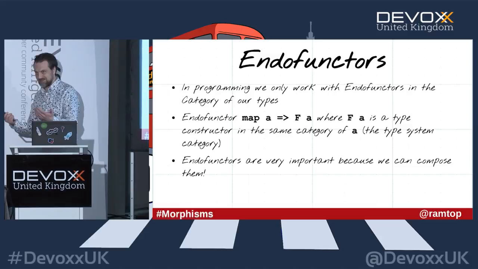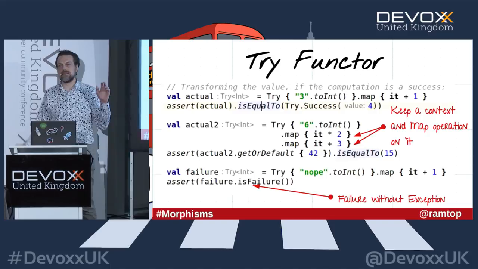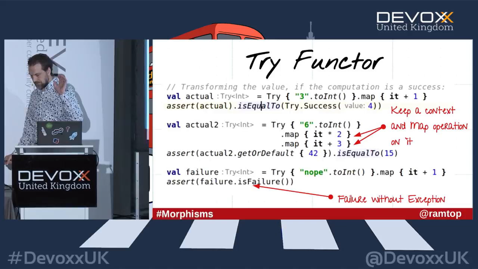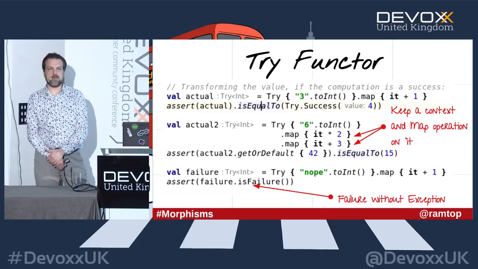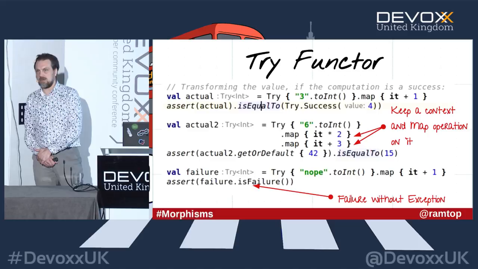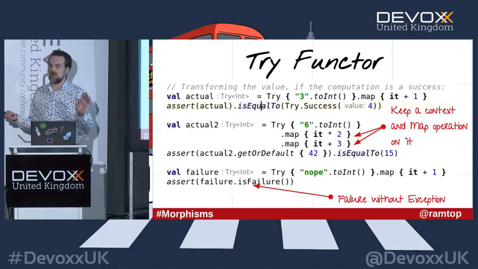But let's see a practical example. How many of you know the Try class in Scala? Basically, Try is quite typical of functional programming libraries. It's a way to abstract over a possible exception. Because, as we saw, in functional programming we really don't like exceptions. We prefer that everything is transformed, not having partial functions.